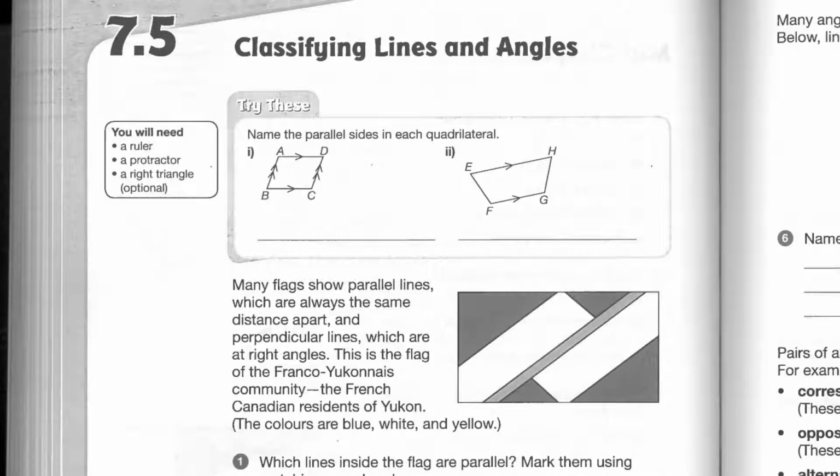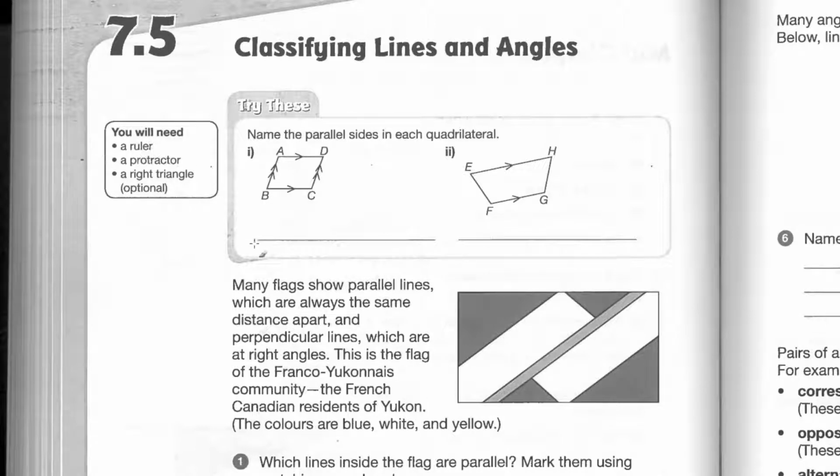In this video, we're going to be talking about Chapter 7.5, Classifying Lines and Angles. And you'll find this on page 196 of your workbook. So let's start off with a try of these. Name the parallel sides in each quadrilateral.